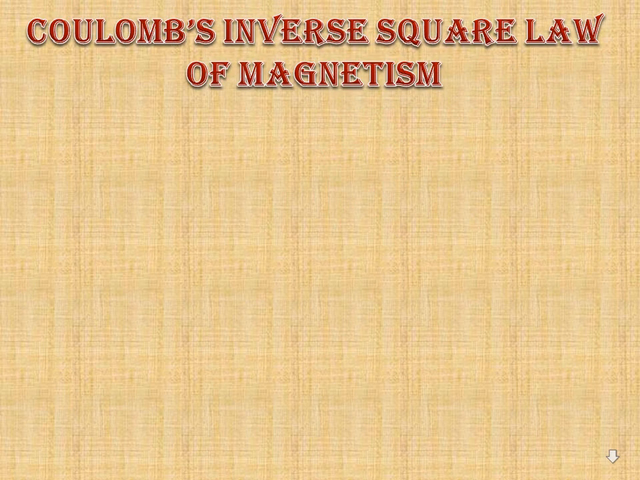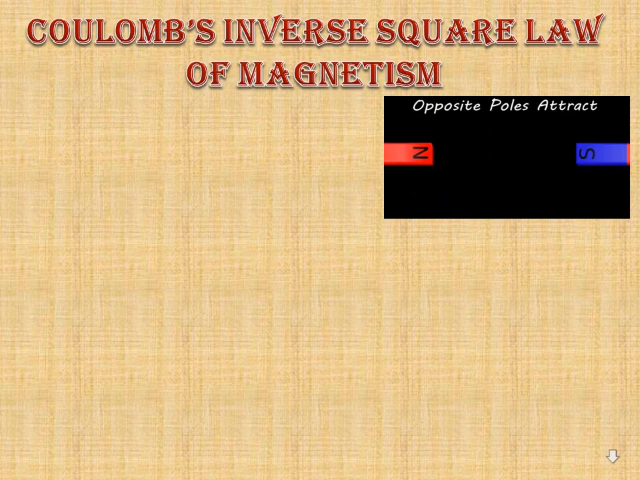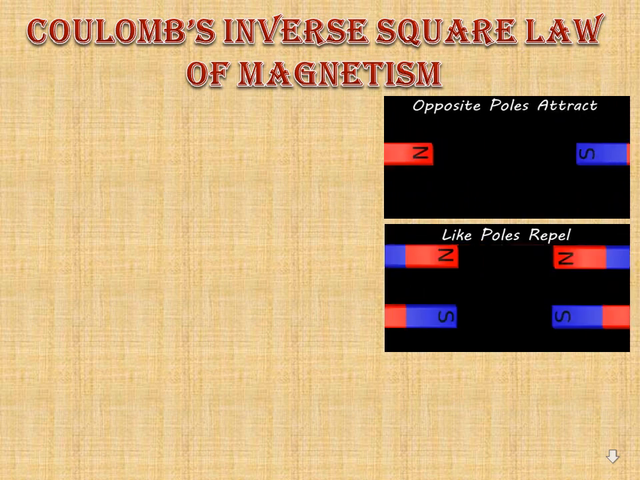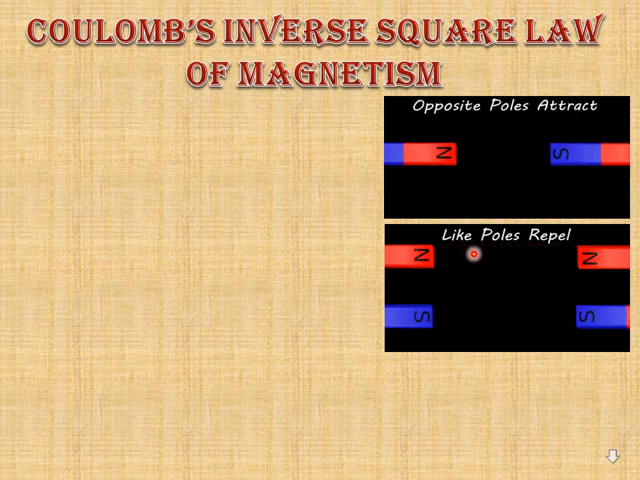Coulomb's inverse square law of magnetism. Here, consider two bar magnets A and B as shown in the figure. When the north pole of magnet A and the north pole of magnet B, or the south pole of magnet A and the south pole of magnet B, are brought closer, they repel each other like this. Okay, they repel each other.